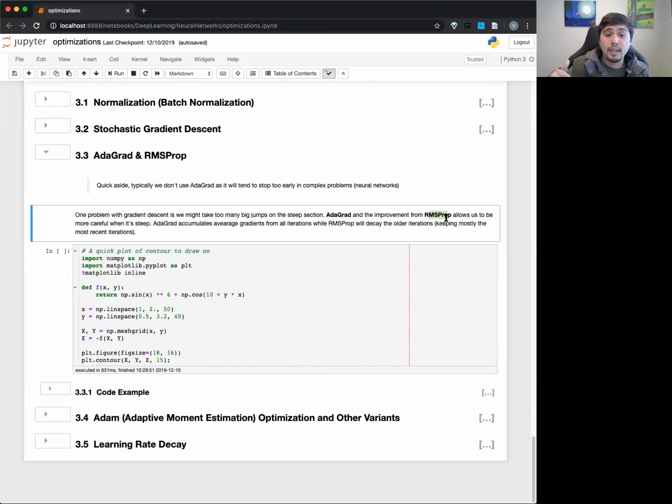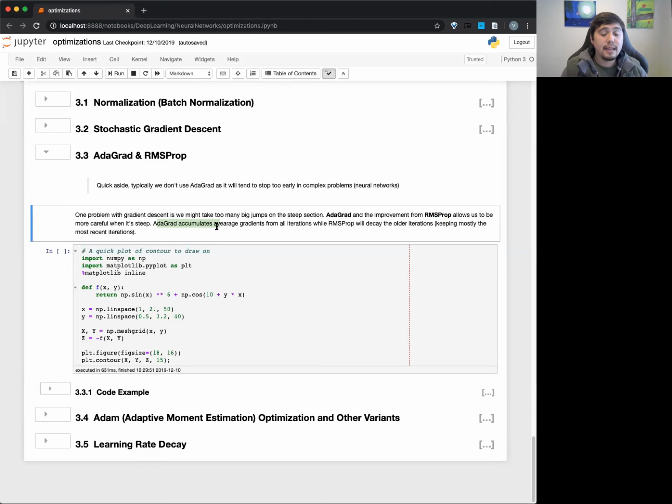Basically, it allows us to be really careful, or I should say more careful, when it's a steeper descent, a steeper gradient. So basically, what Adagrad does is it accumulates the average gradients from all iterations. It says, okay, in the past we've been taking a step down, down, down, down, and it averages those gradients and uses that to decide how big of a step you take down.